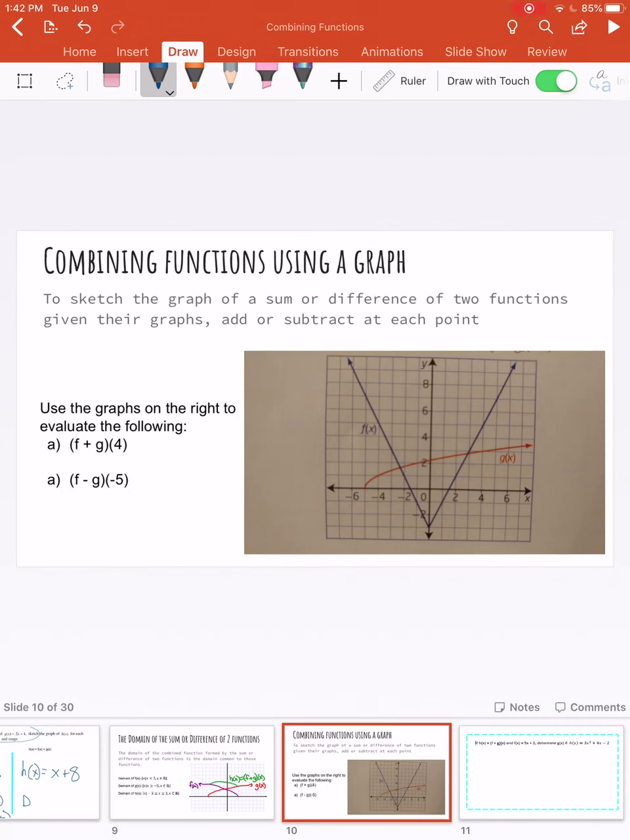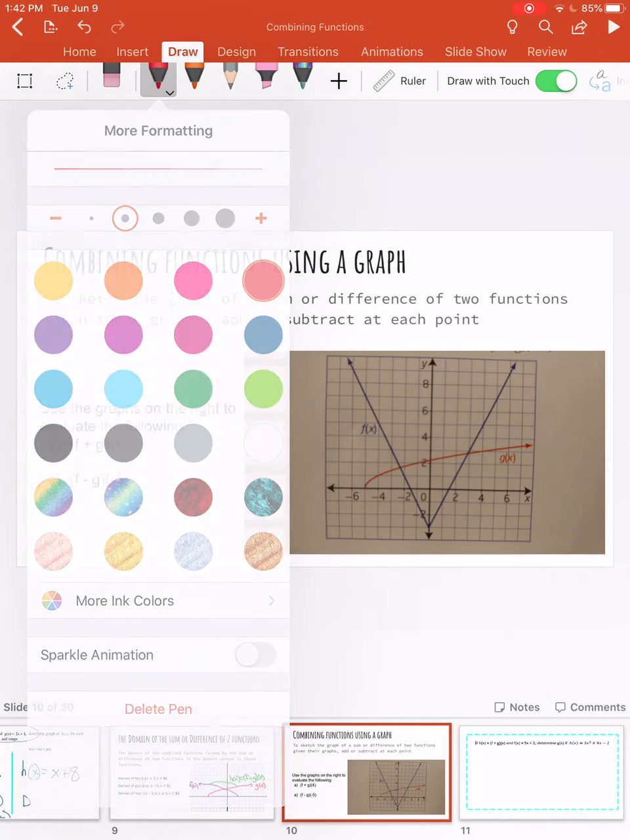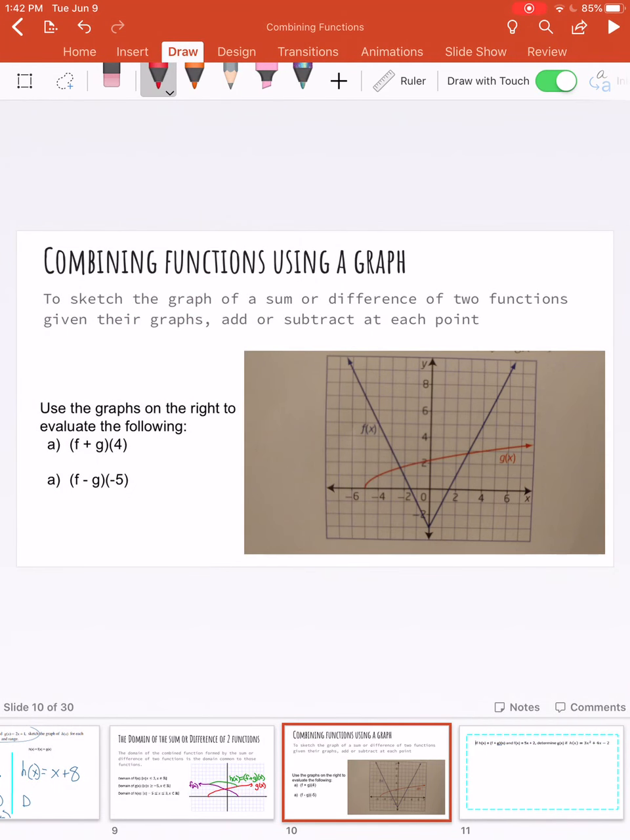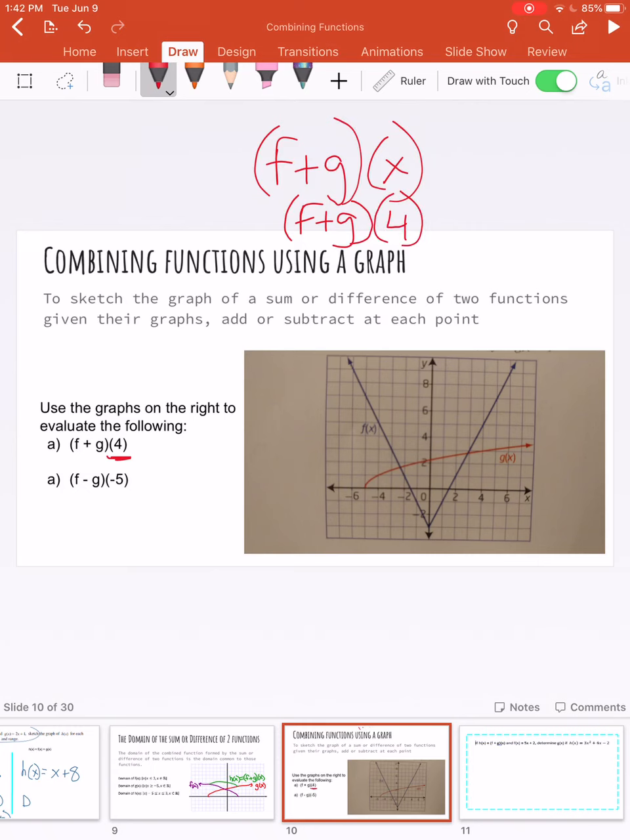So now the third way you could be asked to combine functions, to add and subtract them, is by using a graph. In this case, you're going to pay attention to the graph. That's why it's nice that we have the different colors here. So we're adding. Remember, this 4 represents the x value. So instead of adding f plus g at x, we're adding f plus g at 4. Another way you could write this, which sometimes makes sense to kids, is like this. It's the same thing.